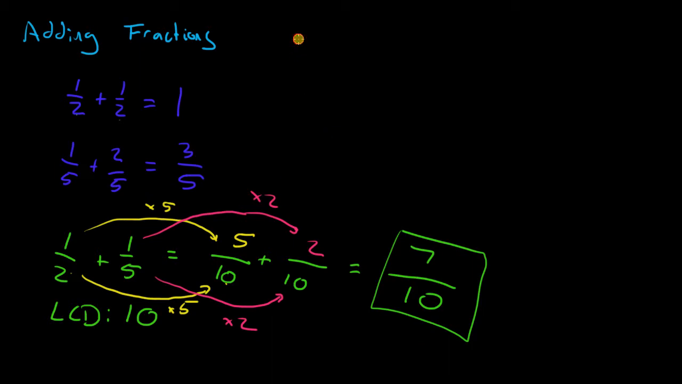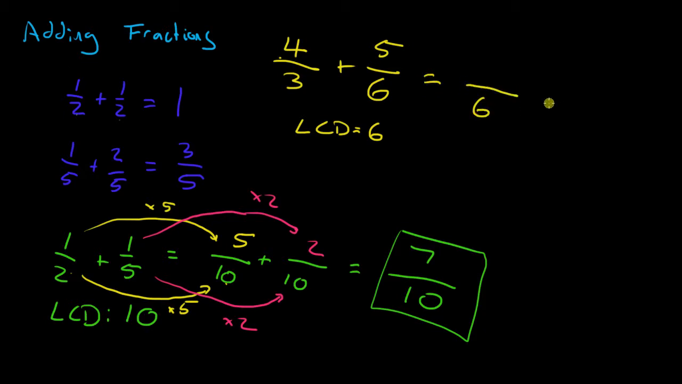Let's do something like maybe 4/3 plus 5/6. Now you have to find your common denominator. The lowest common denominator is 6. You might think, oh, how about 18? Yeah, 18 works. You're doing yourself some more work, but whatever. We're going to rewrite that with our LCD, 6.